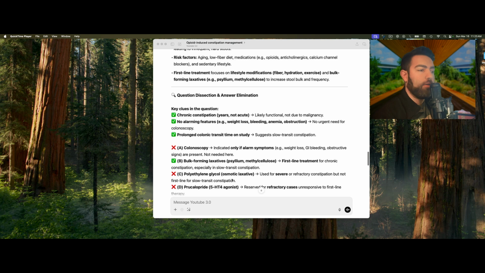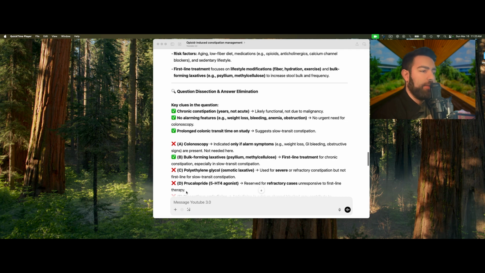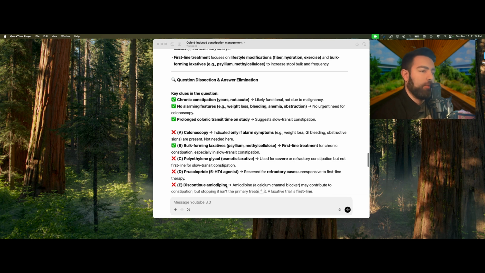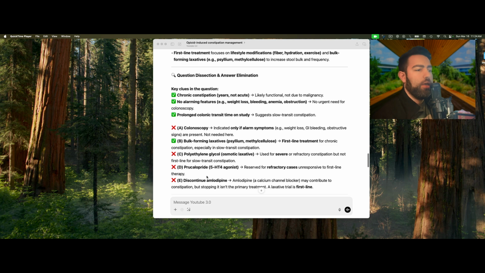And polyethylene glycol is an osmotic laxative. It's only used for severe or refractory constipation. We don't use it for slow transit. Prucalopride, a 5-HT4 agonist, is reserved for refractory cases as well, when they don't respond to first line therapy. Discontinuing the amlodipine: amlodipine may be contributing to this, but you would first need to look into why they were taking it, whether it is still indicated, and if they don't respond to the primary treatment, yes.